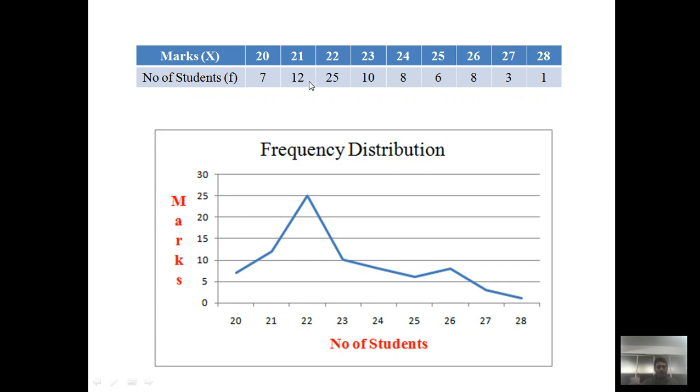There are a total of 12 students who get 21 marks, so something like here between 10 and 15. So 12 students get 21 marks. Similarly, 25 students get 22 marks, so it is represented by this. And at the last, there is only one student who gets 28 marks.